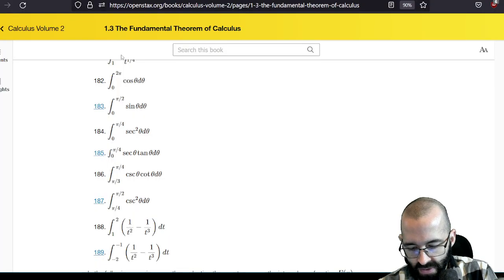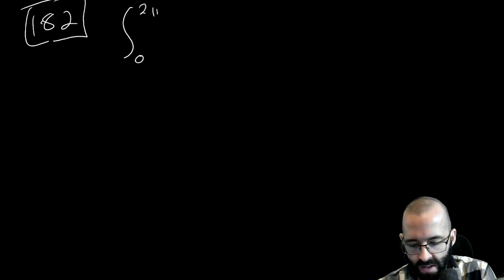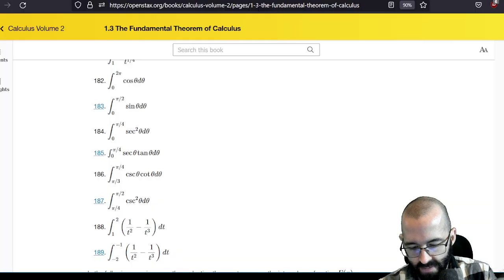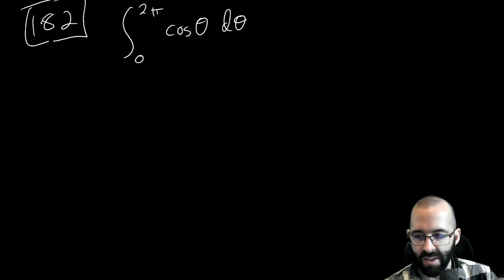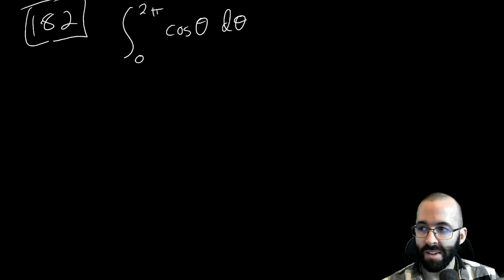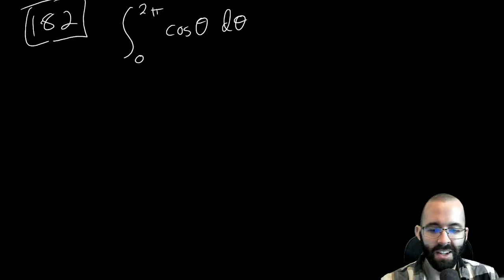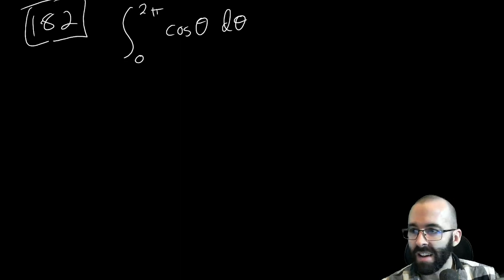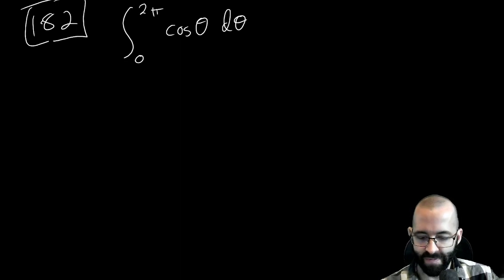The integral from 0 to 2 pi of cosine of theta d theta. All right, this gives us extra practice with a different variable. I need to make a note already that I'm switching 180, 182, so I don't mislabel anything in your video. And note has been made.